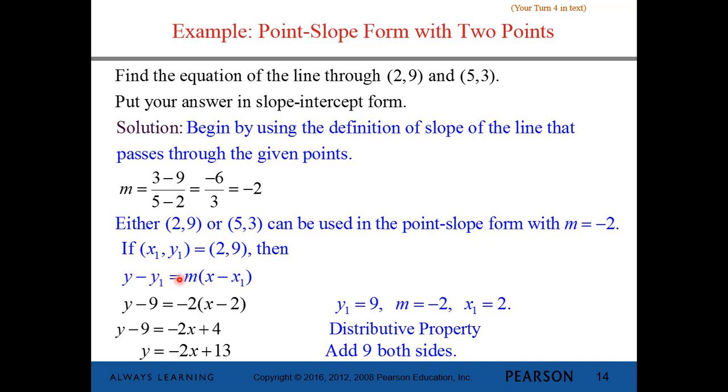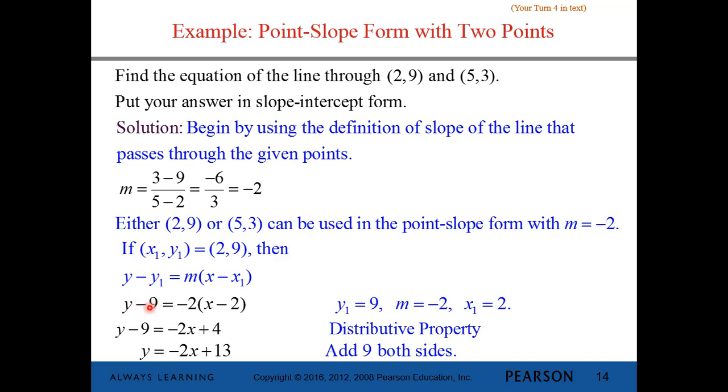You put it in point slope form and you just put in the 2 points for x and y. So you put in 2 and you put in 9. So now look at this. Now this is your equation of the line in point slope form. Now, to put it into slope intercept form, all you do is solve for y and simplify.